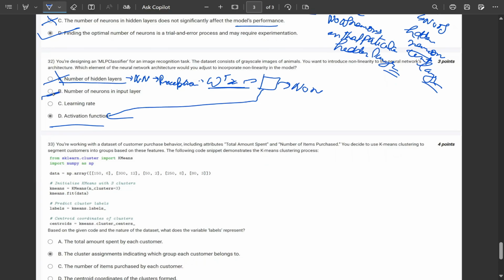And the number of neurons in the input layer doesn't matter. Learning rate is more about application. The number of neurons in the input layer is also about application. So activation is the right answer.